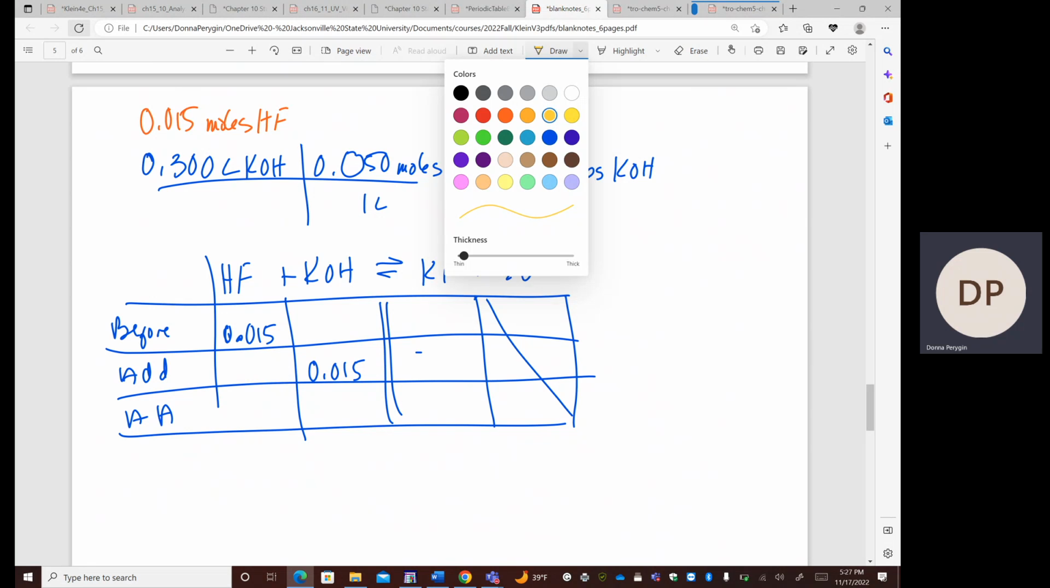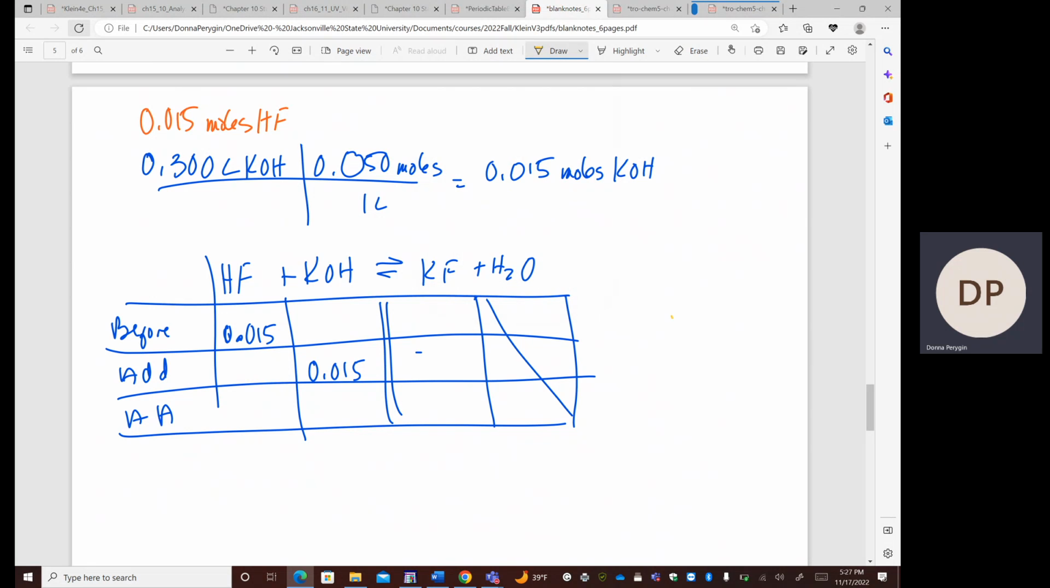So that means that because they react in a 1-to-1 ratio, this is a strong base. It's going to completely deprotonate the HF. So we're going to lose 0.015 moles of the HF. So we end up with 0 of this. All of our KOH reacts, so we got 0 of this. We end up with 0.015 moles of our fluoride. All right, and so that is actually our weak base. So we're governed by a weak base.